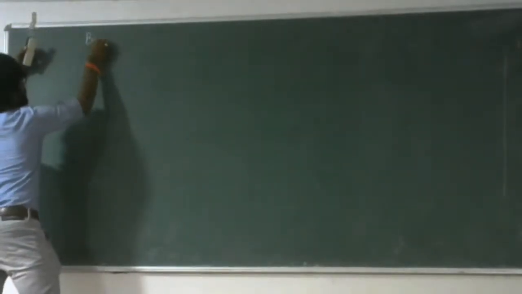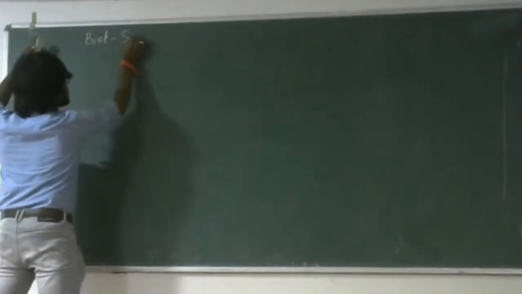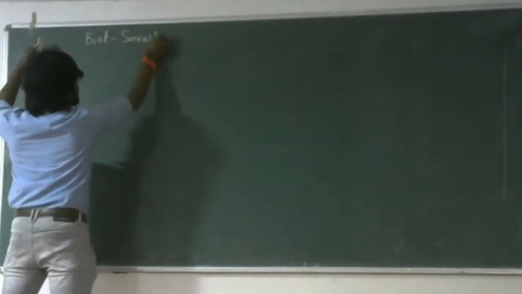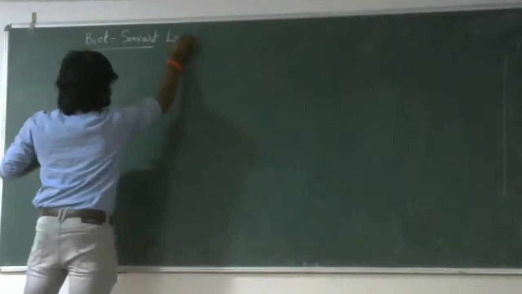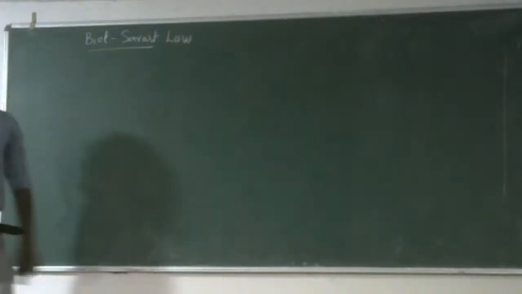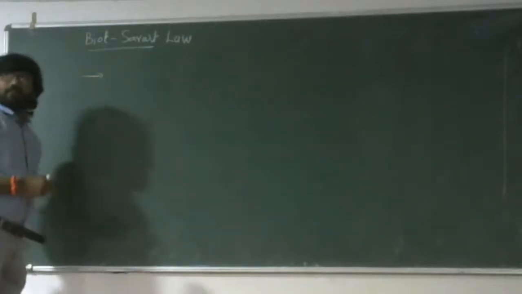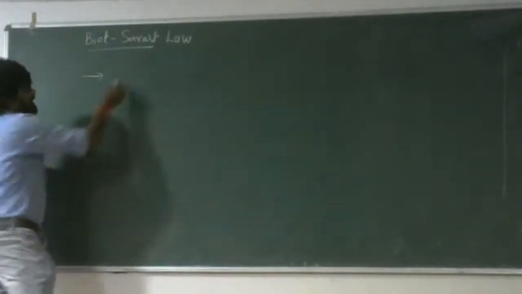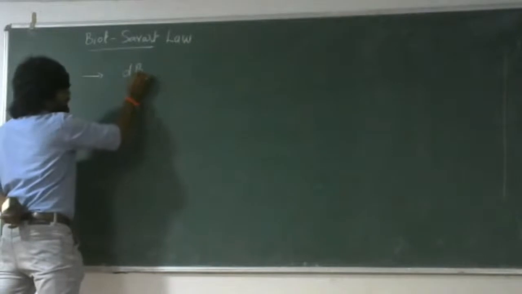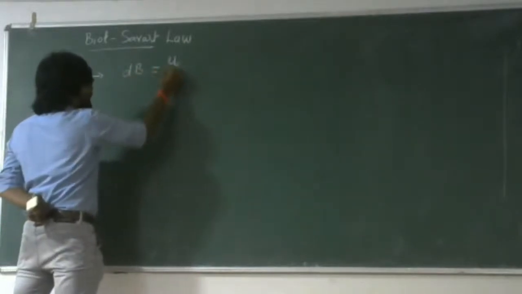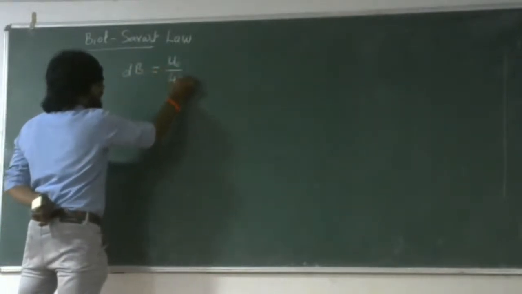Biot-Savart law. What is the mathematical expression for Biot-Savart law? Magnetic field due to a small current carrying element dB is equal to mu naught by 4 pi into I dl.